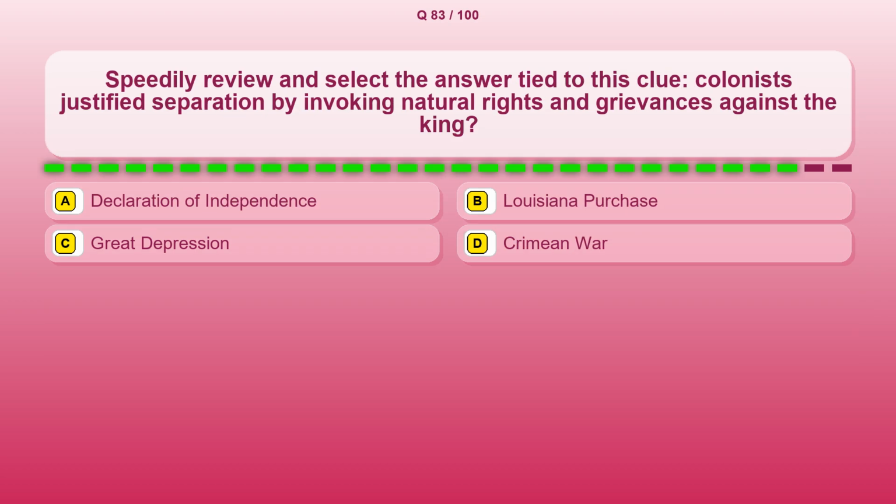Question 83. Speedily review and select the answer tied to this clue. Colonists justified separation by invoking natural rights and grievances against the king. Option A, Declaration of Independence. Option B, Louisiana Purchase. Option C, Great Depression. Option D, Crimean War.